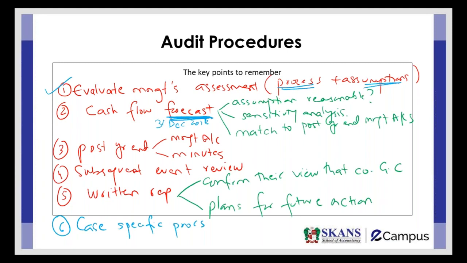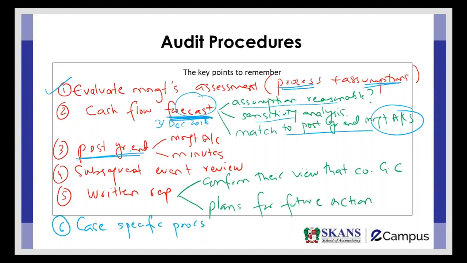I look at the forecast. I will evaluate if the assumptions in the forecast are reasonable. I will perform a sensitivity analysis. So if the assumptions change, how will the forecast be affected? I will match it to post year-end management accounts. So although the forecast is for December, the month of January has already gone by because I was doing the audit. So the forecast of January can be matched with the actual management accounts of January. So match the forecast to whatever latest management accounts are available.